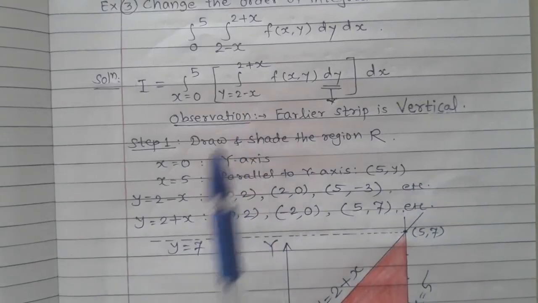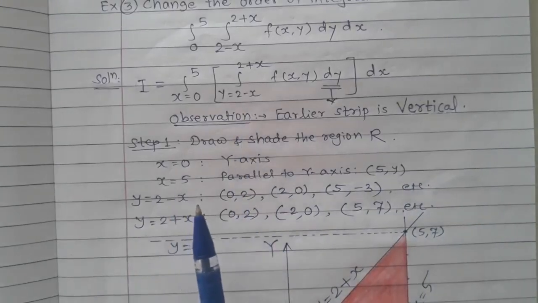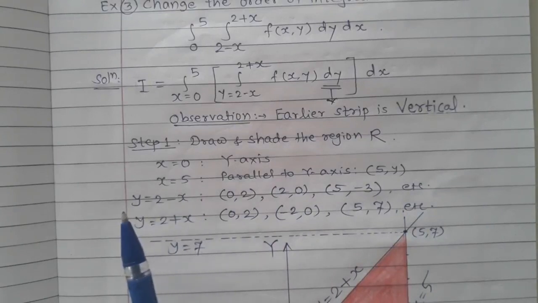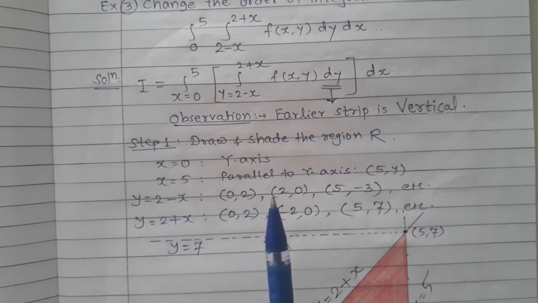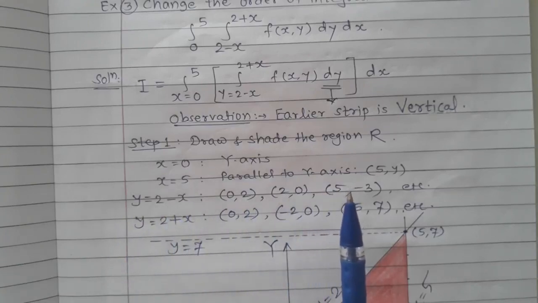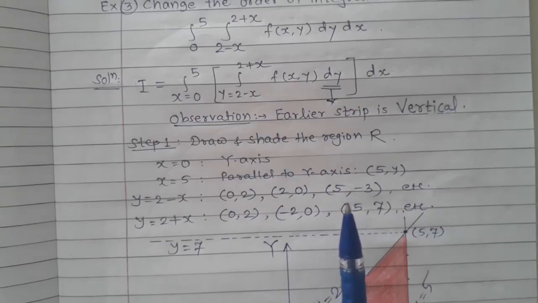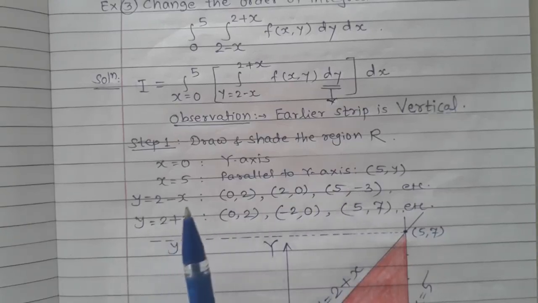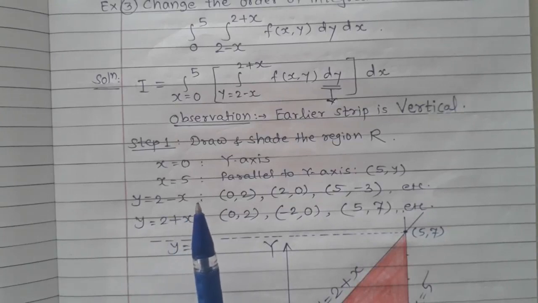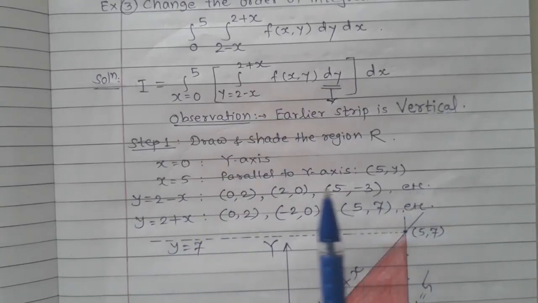Then y equals 2 minus x. For the x intercept, put y equals 0, then x will be 2. If I put x equals 0, then y will be 2, so the points are (0, 2) and (2, 0). And if I put, suppose, x equals 5, then y will be minus 3, like that. These are some of the points.